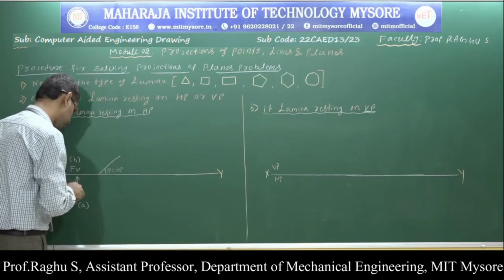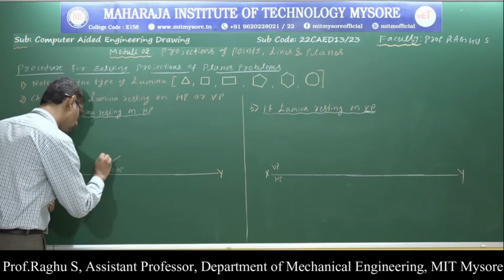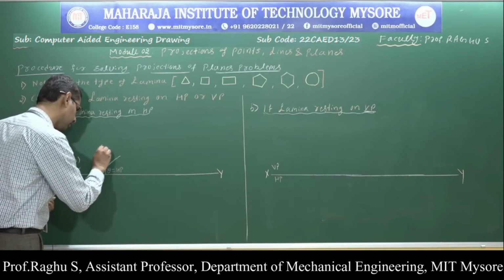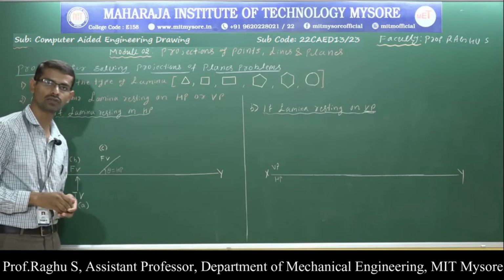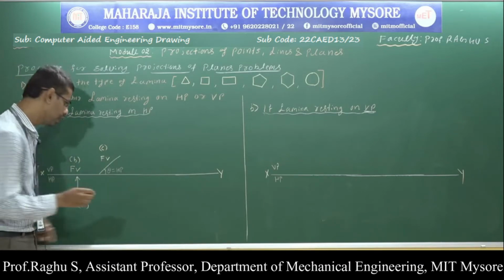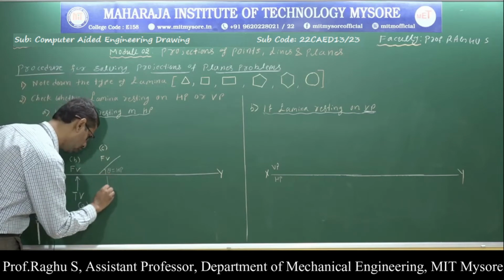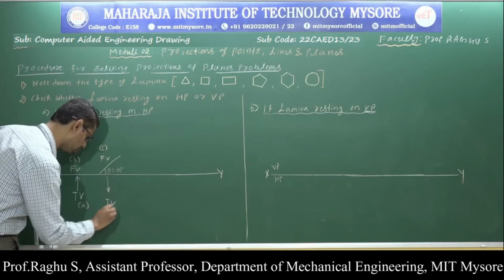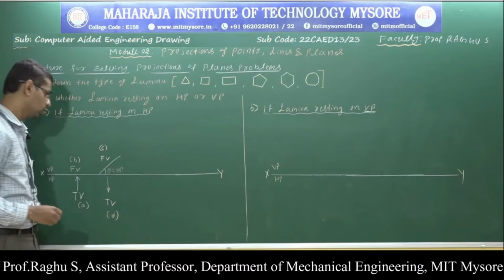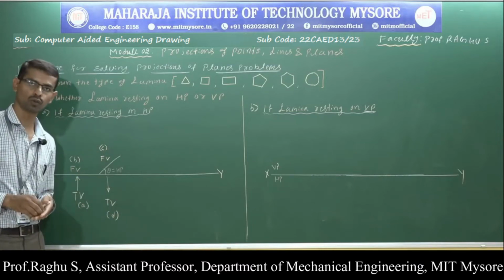So it is the front view, and it is C. Note down the lamina inclination with respect to HP. Next, draw the downward projection to get the top view. So this is D. This completes the second position.